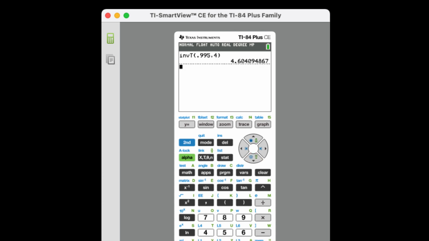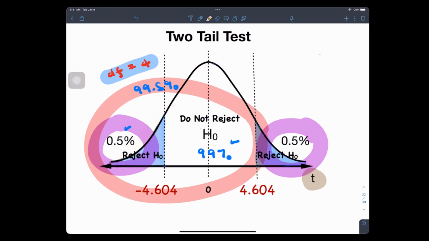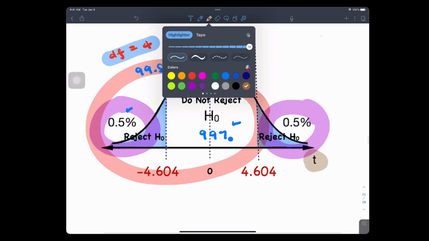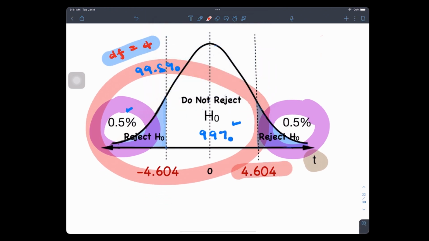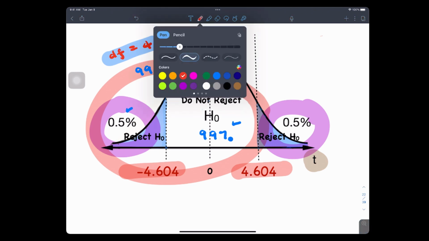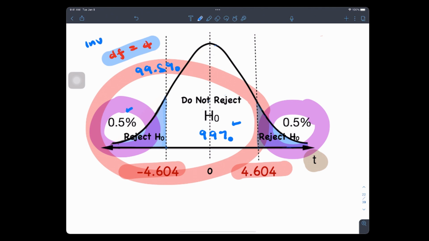So notice we get the critical values of 4.604 to the nearest thousandths, by the way. And that's exactly what we have here in the sheet. So I want to share with you all the gory detail in how to get critical values because we use inverse what now? T. All right, there you go.